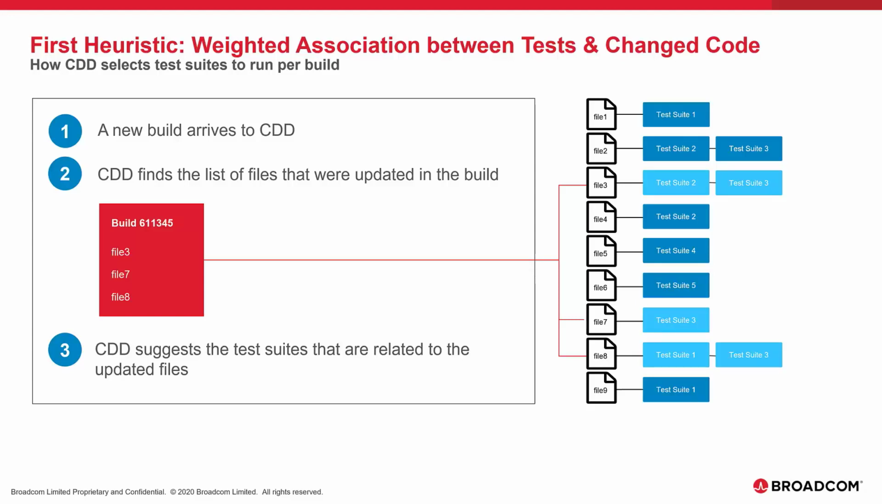In this build, there were no changes to files 4, 5, or 6, for example, or to the tests associated with those files, which means there's really no need to run those tests. So every time a build is run, there's going to be a different list of files that changed. So there's also going to be a different list of tests that are selected to run.